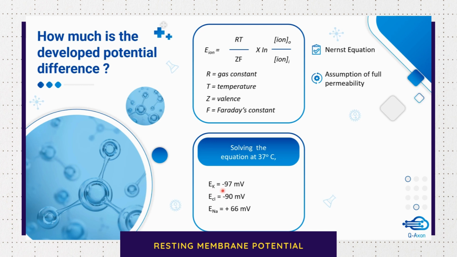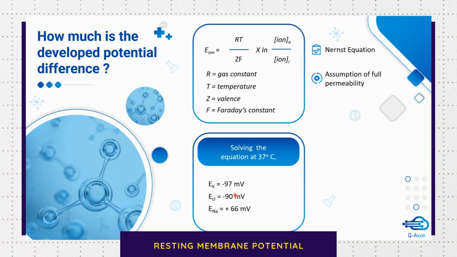But you see, here we have to use the term EK, and this is what is known as the equilibrium potential. Now see, from the beginning when we are talking about the Gibbs-Donnan equilibrium, we are only considering one ion, that is the potassium ion, right? So the potential developed across the membrane when the membrane is fully permeable to potassium ion is equal to the equilibrium potential of potassium ion, and that is minus 97 millivolt.